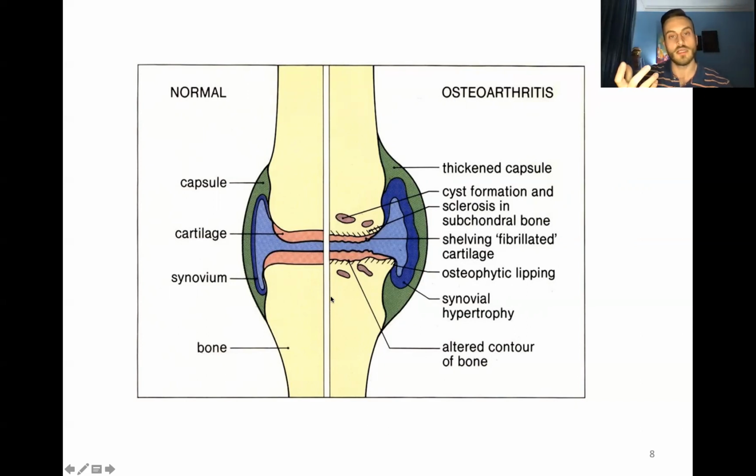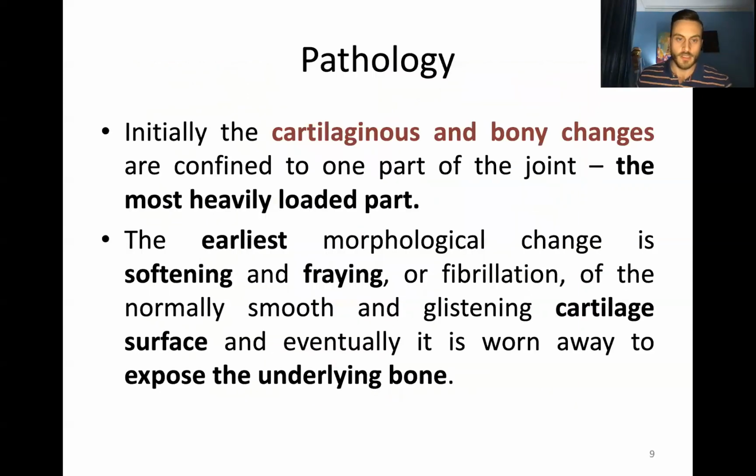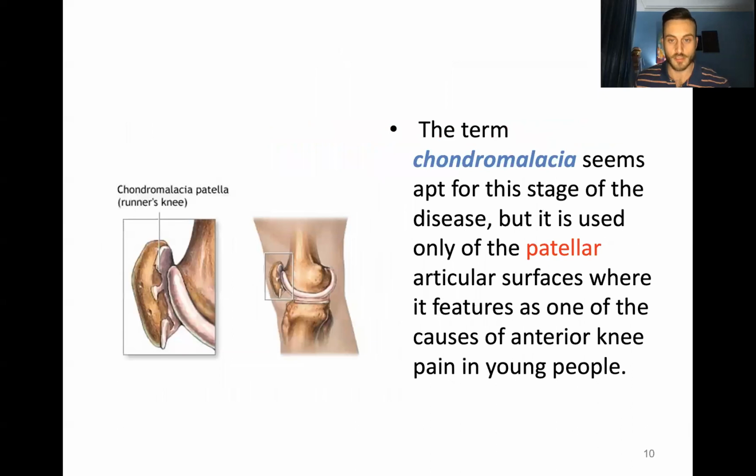And in the later stages, there will be deformity and altered contour of the bone. Sometimes in the knee, you can see genu varus or genu valgum, depending on the deformity. So more load, more loss of cartilage, more serious disease. We have something called chondromalacia. Chondromalacia seems like a stage of this disease, but it's only for the patella. The patellar cartilage is the thickest cartilage in the body at 7 millimeters, because it's bearing a lot of load, as we talked about in the last lecture. When you have patellar articular surface osteoarthritis, it's called chondromalacia or runner's knee.